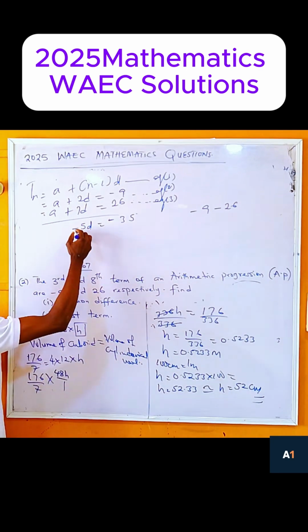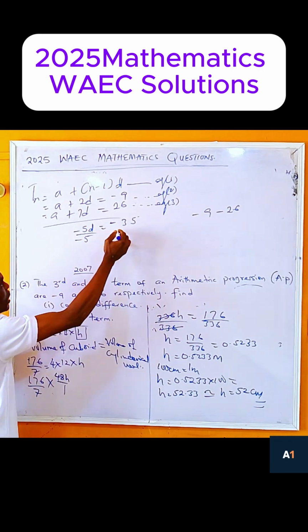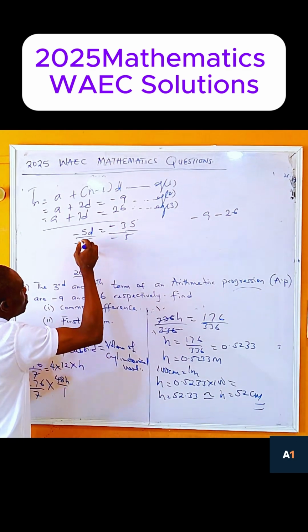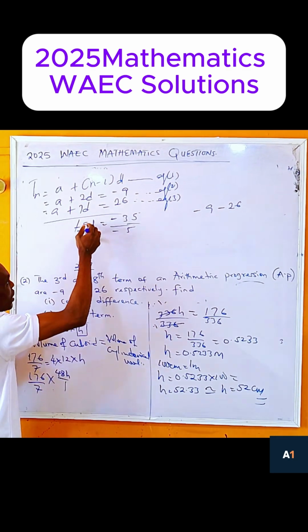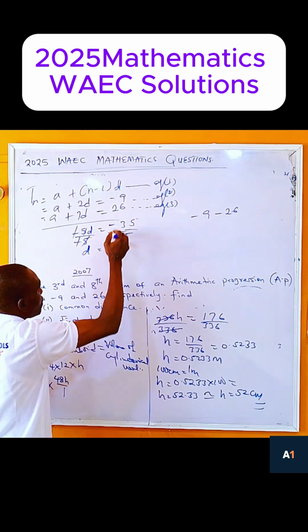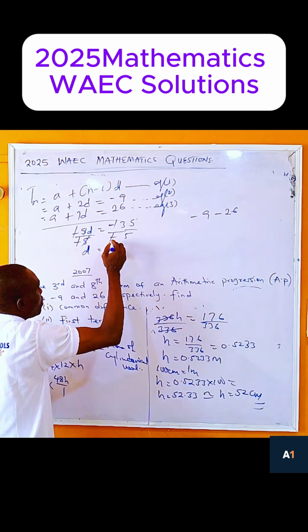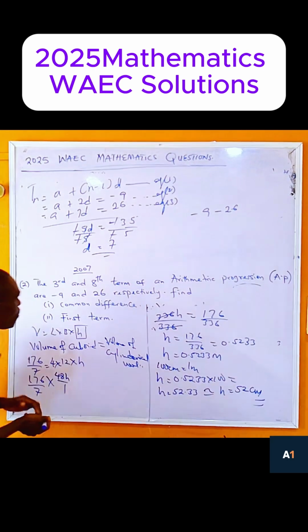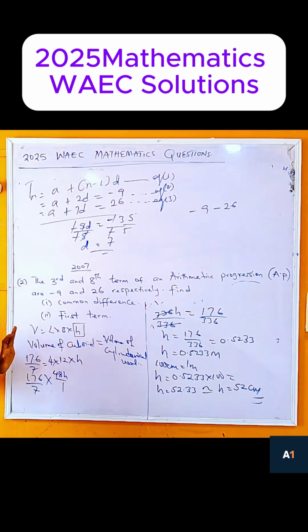So we now divide both sides by -5 to get D. The minus cancels minus, then 5 will cancel 5. D will give us 35 divided by 7, which is 7. So therefore the common difference is 7.